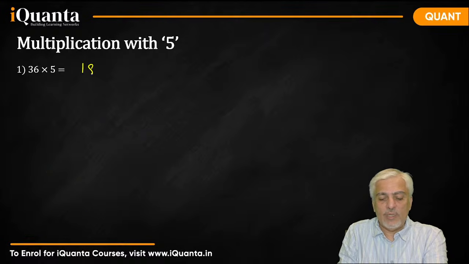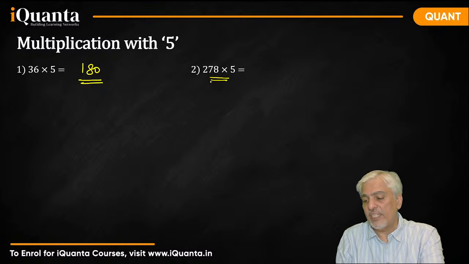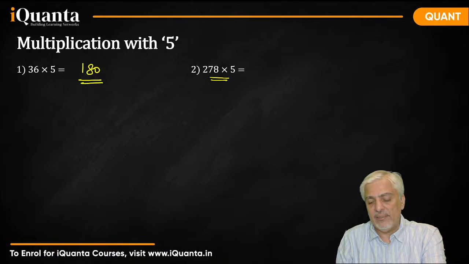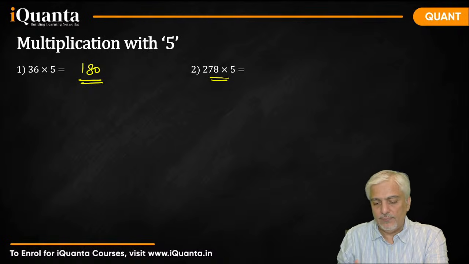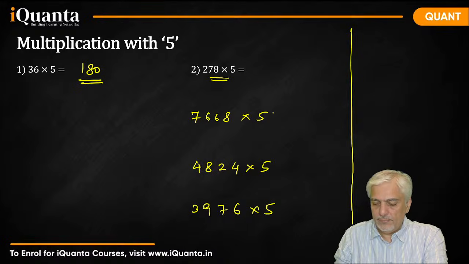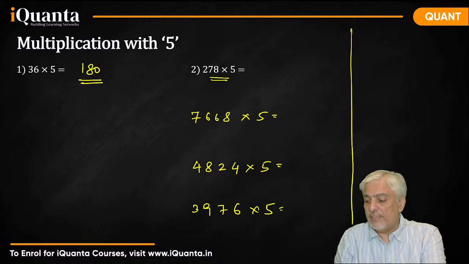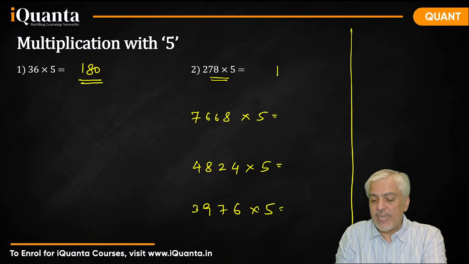So 36 fives, we saw 180. We saw a lot of examples. Why don't you all try one question? What about 278 multiplied by 5? Come on, now you all can give me the answer in the chat. 278 multiplied by 5. Okay, 278 multiplied by 5 will become 1390.